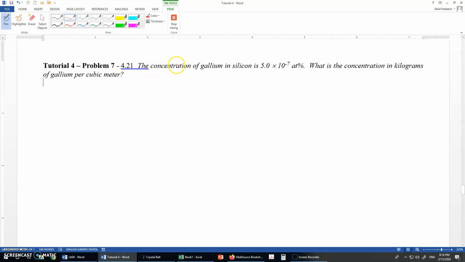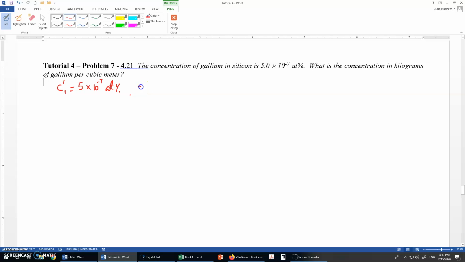Problem 7. The concentration of gallium in silicon is 5 × 10^-7 atomic percentage. What is the concentration in kilogram of gallium per cubic meter? So in this case, the concentration of gallium is given. We take it as C1 prime equal to 5 × 10^-7 atomic percentage.